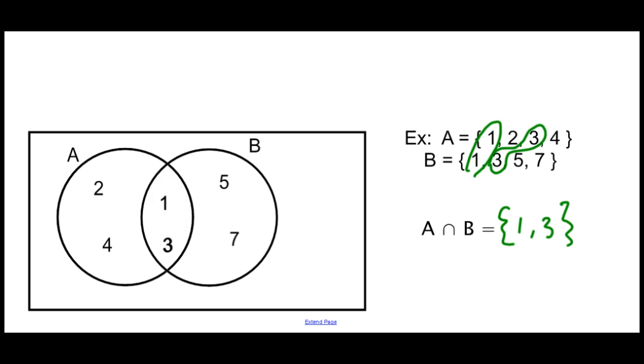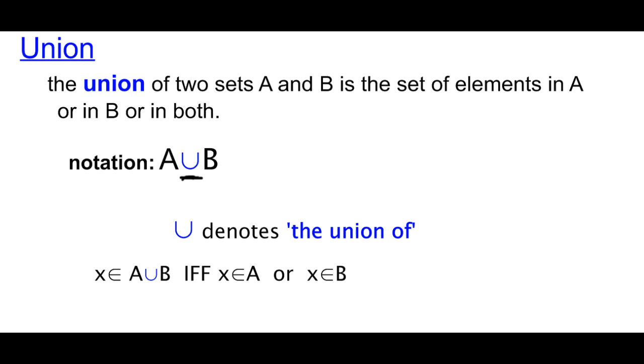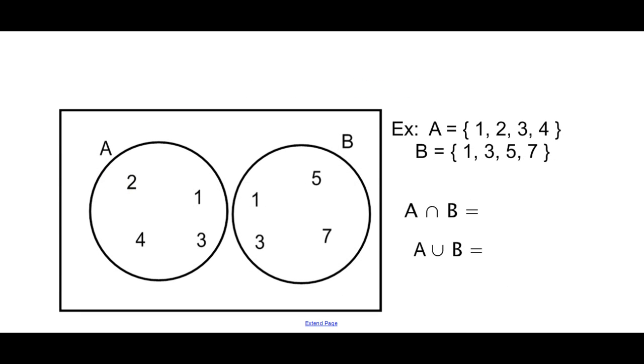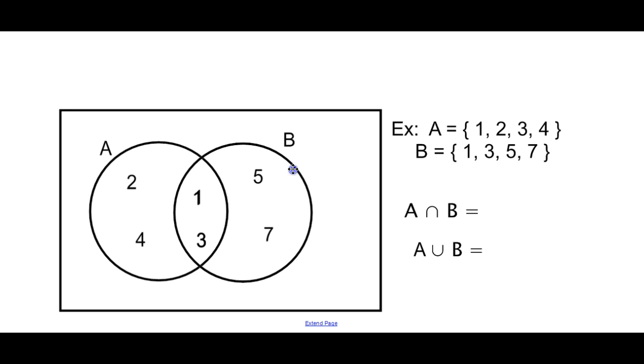All right, so the second thing we're going to go over is the union. The union of two sets A and B is the set of elements in A or in B or in both. A union B, that's going to be our notation for union of. So let's look at an example. We're looking at the same example, and this time we're going to look at the union of A and B.